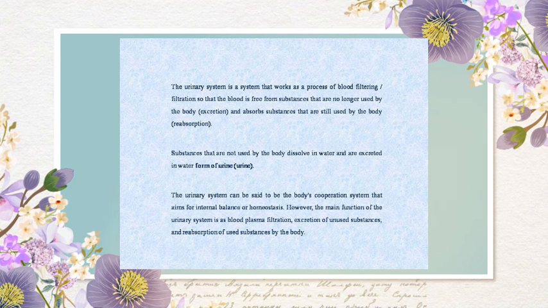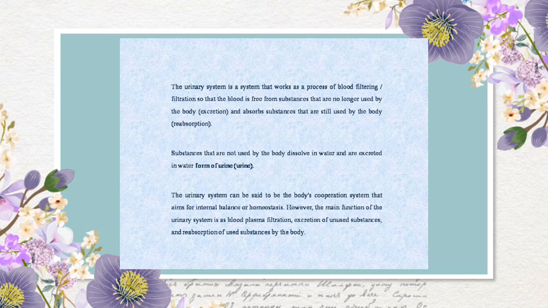The urinary system can be said to be the body's cooperation system that aims for internal balance or homeostasis. However, the main functions of the urinary system are blood plasma filtration, excretion of unused substances, and reabsorption of substances used by the body.